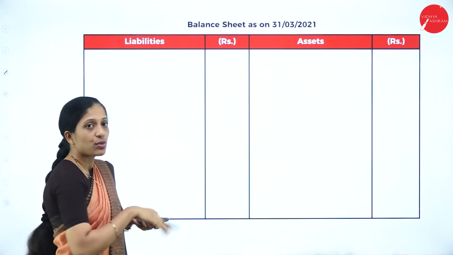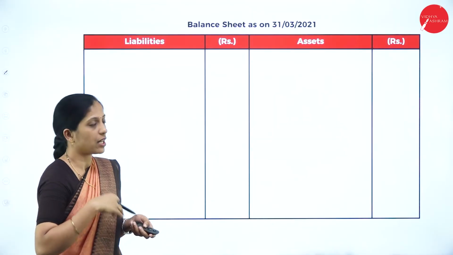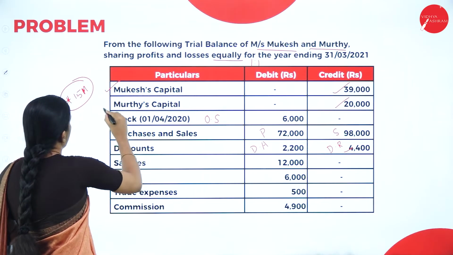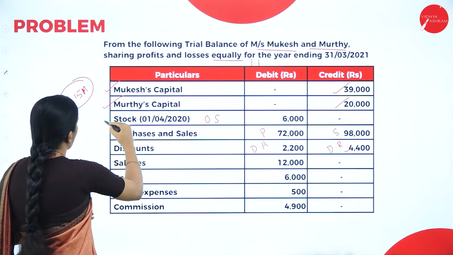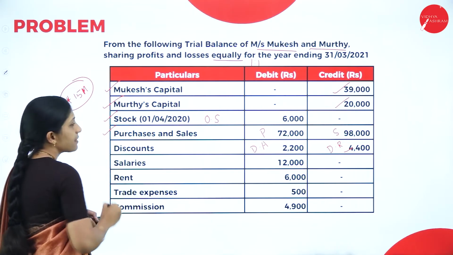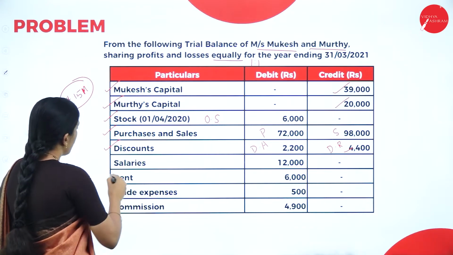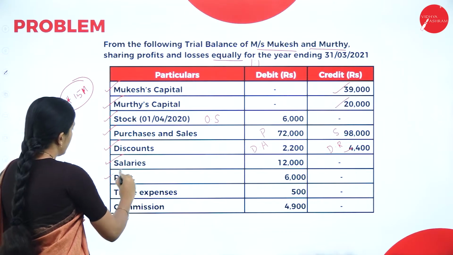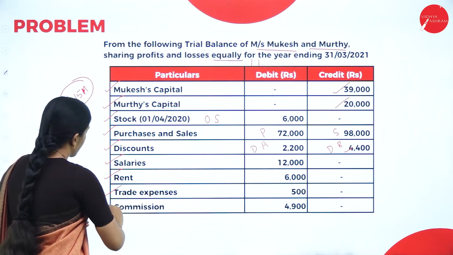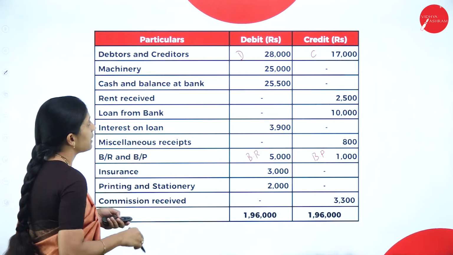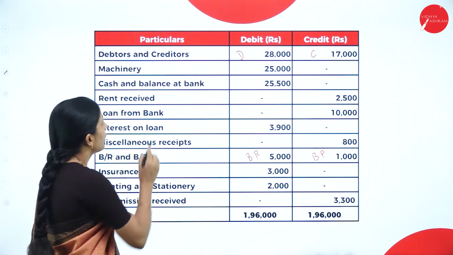Now, whatever items you have left out in your trial balance, you will take now. Go through your trial balance. So, Mukesh's capital we have taken, Murthy's capital we have taken, opening stock is done, purchase and sales we have taken in your trading account, discount is done, we have taken in your P&L account, salary done, rent done, trade expenses finished, commission is also taken. Next, debtors and creditors. We have not taken those.